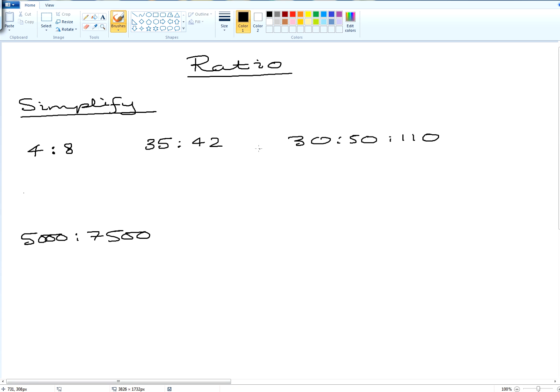When we simplify a ratio, we need to divide by the highest common factor. So we look at the 4 and the 8, for example, in the first question. The biggest number that 4 and 8 will both divide into? Well, 4 is divisible by 1, 2, and 4, and 8 is divisible by 1, 2, 4, and 8. So the highest number that they both divide into is 4.